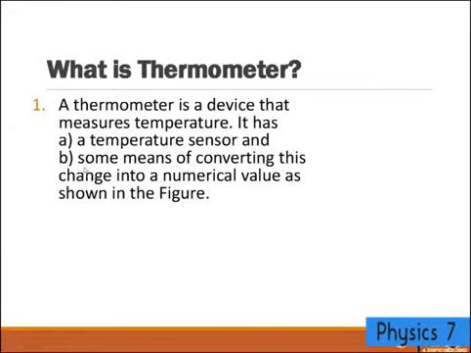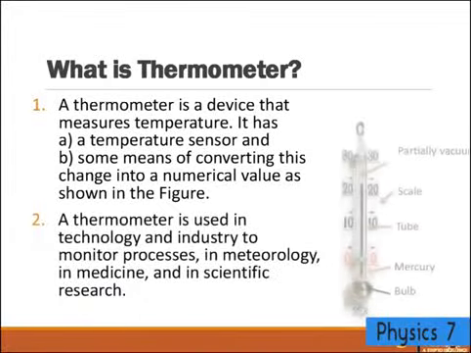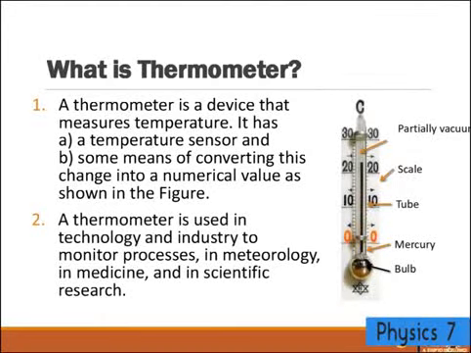And then the second important element is that there has to be some means of converting this change into a numerical value, like the visible scale that is marked on a mercury in glass thermometer, or the digital readout on an infrared model. So thermometers are widely used in technology and industry to monitor processes. And it's also used in meteorology, in medicine, and in scientific research.